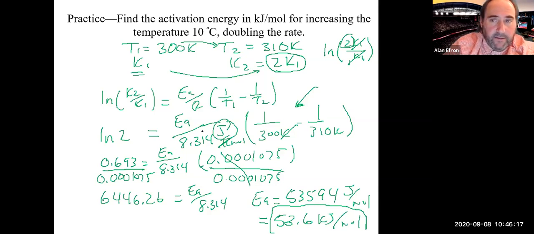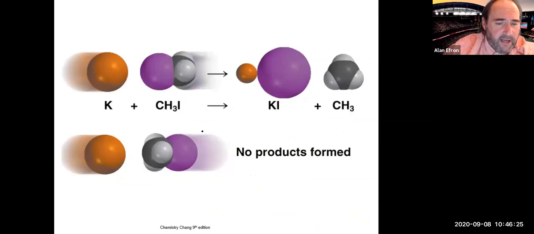Okay. So we're going to finish up this chapter talking about what is referred to as mechanisms and how reactions basically take place. And it's the idea of collision theory that we've been talking about.